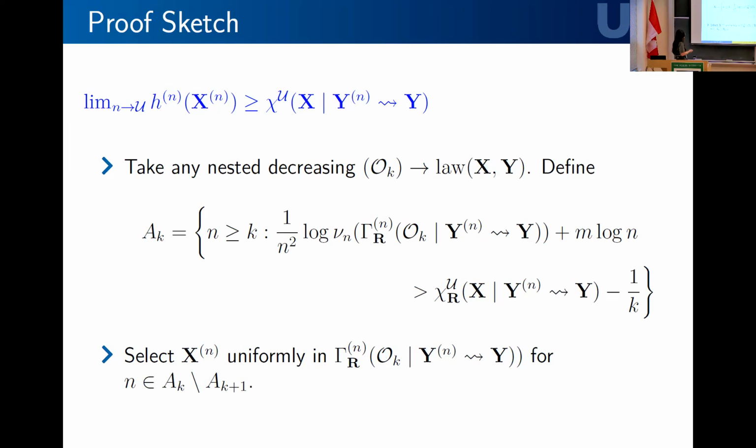And now I can just choose for every n in AK minus AK plus 1. By construction, these things are nested decreasing. So I have some unique choice of k for each n, so that I can just choose xn uniformly from the microstate space. If there's any n's that are not in the union of the AKs, I just don't care about them. They're a small set according to the ultra filter, so the ultra limit just doesn't see them at all, and I can do whatever I want on those values.